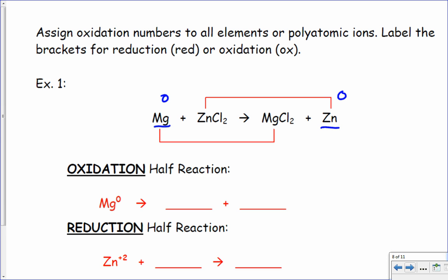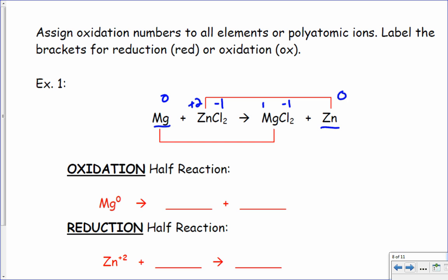Zn is by itself, so it's got to be 0. Notice I do that; I try not to get confused there. Cl is always a -1. I have 2 of them, so Zn has to be a +2. Cl is a -1. Notice the charge on Cl is not changing.